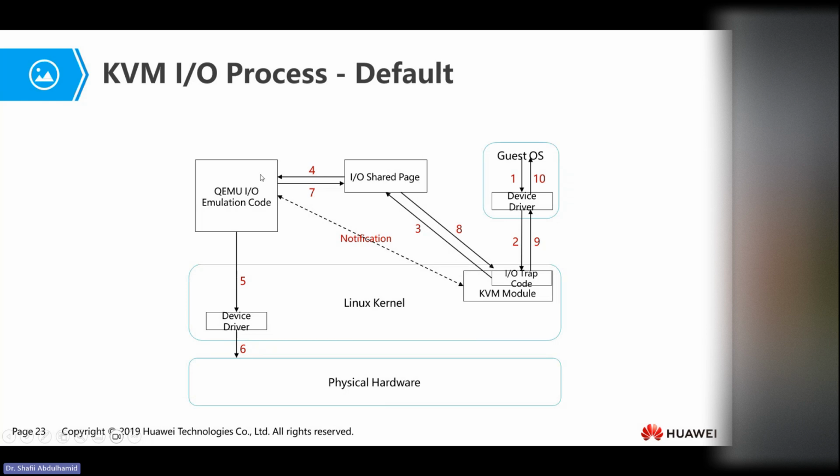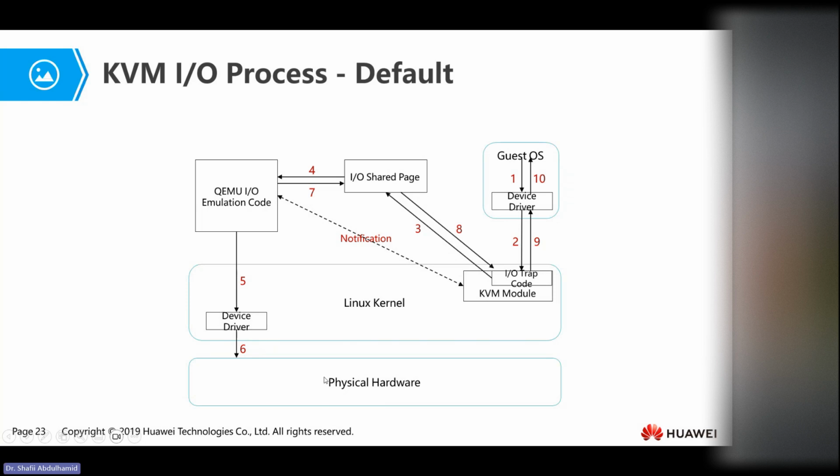Can you please take it? So QEMU will check the shared page and take the instruction. That's step four. So simply QEMU takes the instruction from the shared page, or let's say the shared page sends the instruction to QEMU and then it receives it. Without the KVM trap code sending this notification, QEMU cannot accept the instruction sent through the shared page. But because it has been notified, it will simply pick the instruction, and then QEMU, which is emulation code, will send this instruction to the device driver in the Linux operating system, which in turn sends the instruction to the hardware.